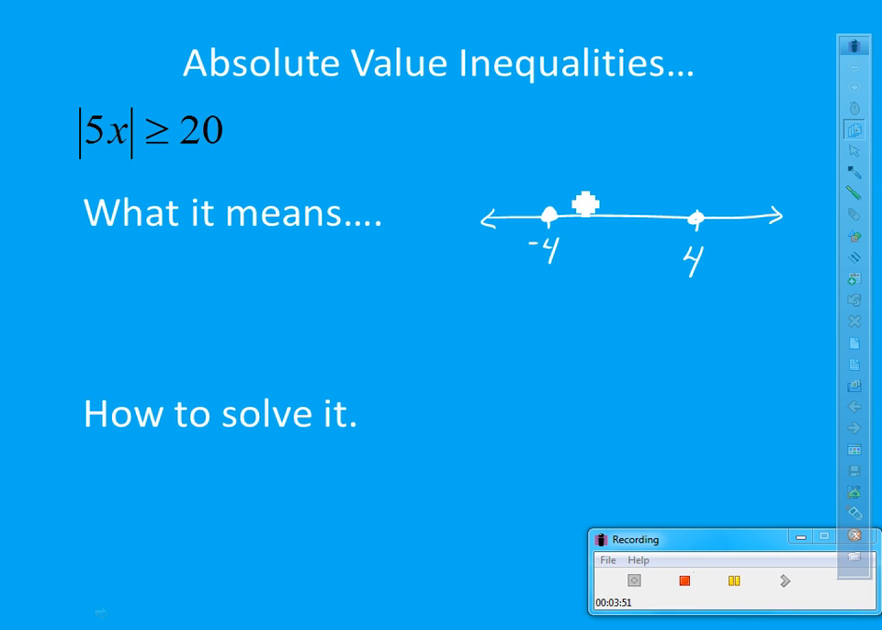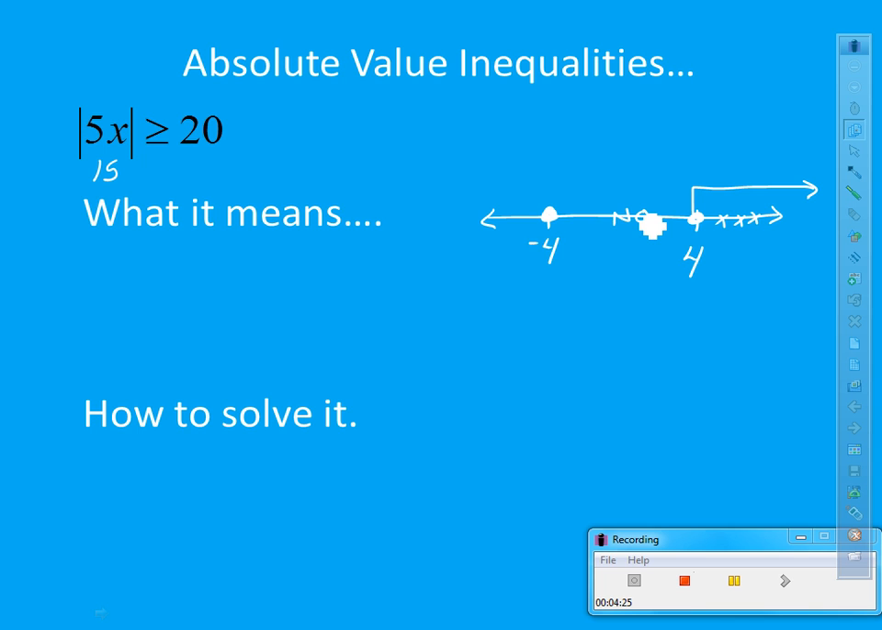Now I just have to decide which kind of numbers will work. Remember, I'm trying to be more than 20 units away from 0. So I might look at a 5. 5 times 5 is 25. 25 is greater than 20, so I could use a 5 and a 6 and a 7 and so forth. So I know I can use that set of numbers. I'm going to see if I could use numbers in between negative 4 and 4. So I might look at 3. 5 times 3 is 15. 15 is not greater than 20, so I can't use numbers in here.